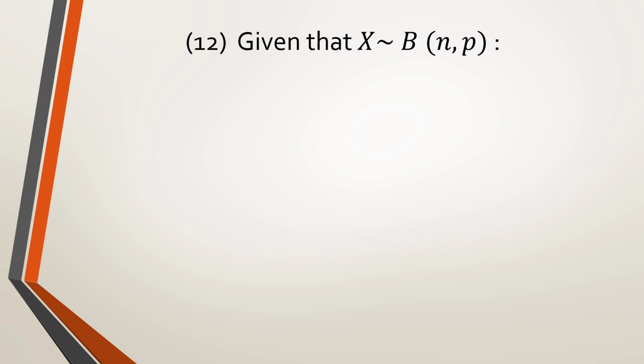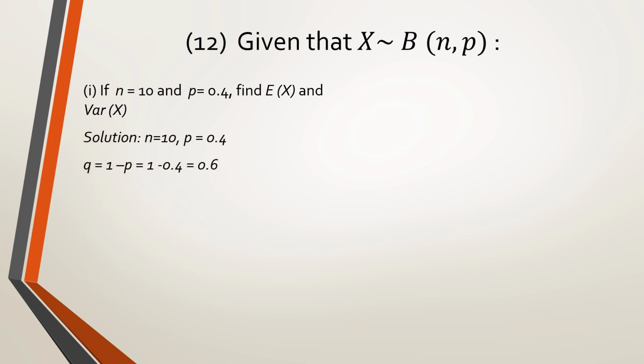Now if x is given to follow the binomial distribution with parameters n and p, let's consider a few examples, where you are given a few values and find the others. First case, you are given n is equal to 10 and p is equal to 0.4. Find E(x) and Var(x). First we'll find out what q is, because you are given n as 10 and p as 0.4. So q comes out to be 0.6. E(x) is n into p, 10 times 0.4, that gives you 4, and variance of x is npq, that's 2.4.